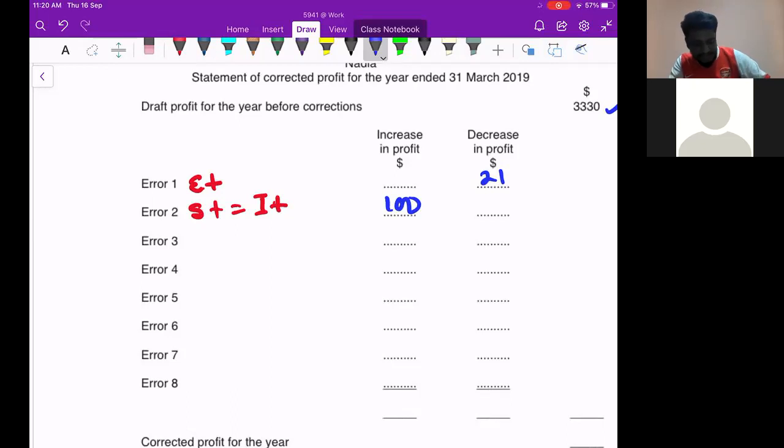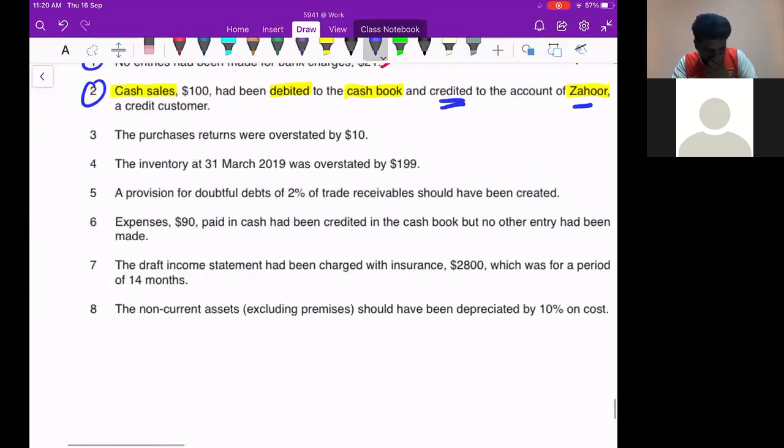Okay, next one, number 3. The purchases written were overstated by 10. Purchases written is expenses minus. Expenses minus is overstated. If your expenses minus, you over minus. Since you over minus, now you need to plus the expenses or minus the expenses.